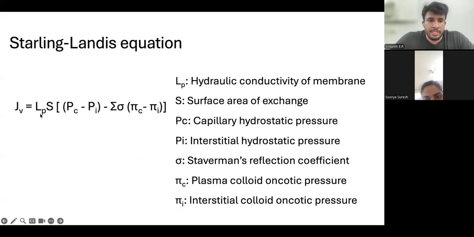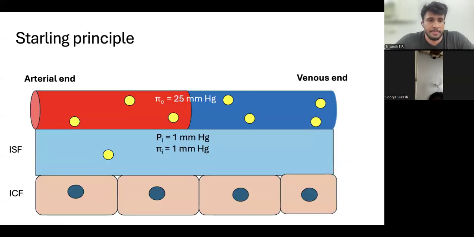So this is the final equation that you will get. This is called the Starling-Landis equation. It puts in some constants to fill in the gap, and you get Lp times S. Lp is basically the hydraulic conductivity of the membrane, which is the nature of the membrane, and S is the surface area of exchange, multiplied by the previous formula that we have discussed. So this is the Starling-Landis equation as per the conventional Starling's principle.